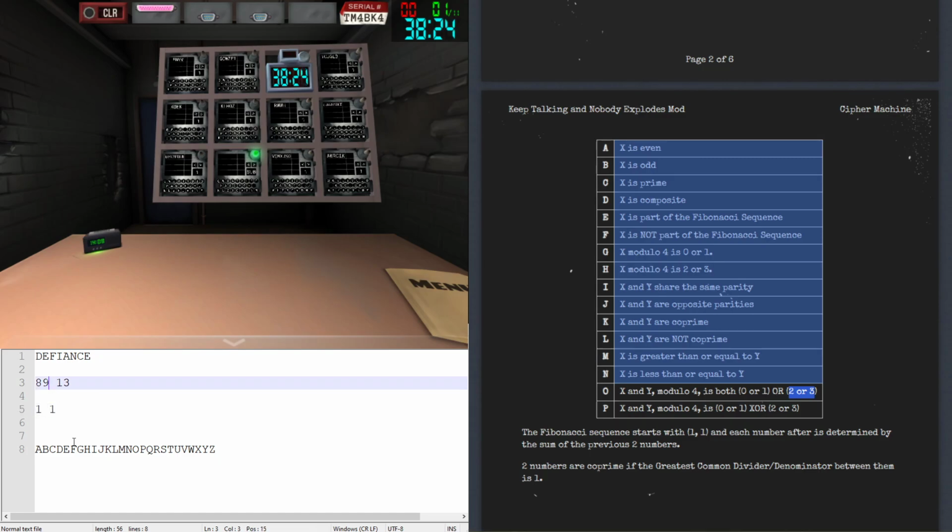If the other one, say if I did 88, this would be 0, right? This would still be true because they're both 0 or 1. However, if I raise this one, this becomes 2, in which case this becomes false because they're not both 0 or 1, or 2 or 3.